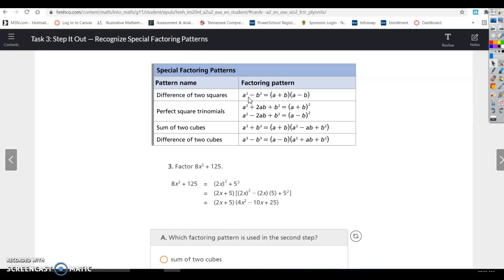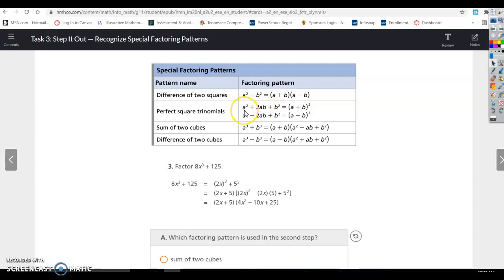So those are easy to recognize, like I said, if you know your perfect squares, then that's going to make this very easy. All right, so if you have a difference of squares, this factors into a plus b times a minus b. So you're going to have the same binomial, different sign in the middle. So that's very quick and easy to factor.